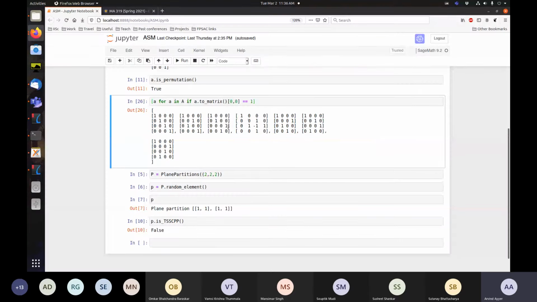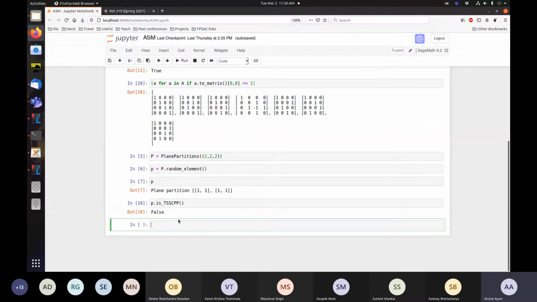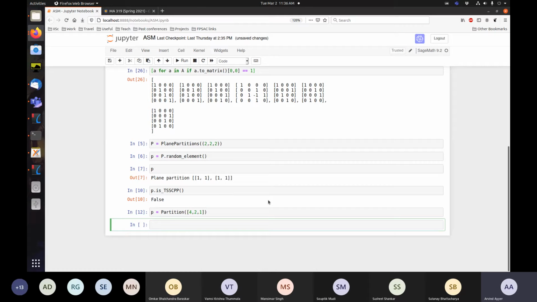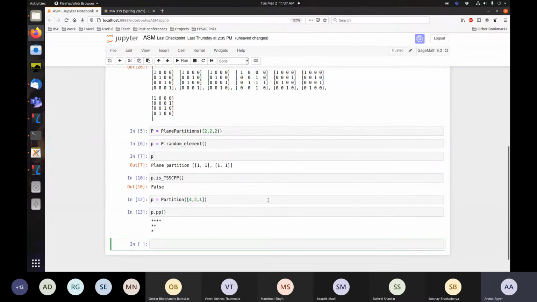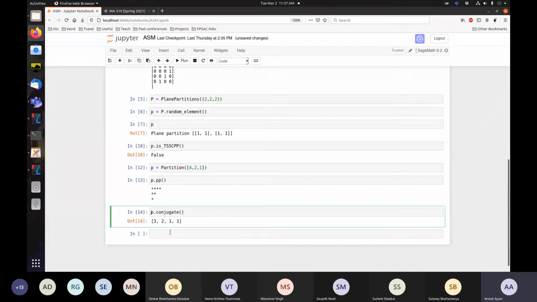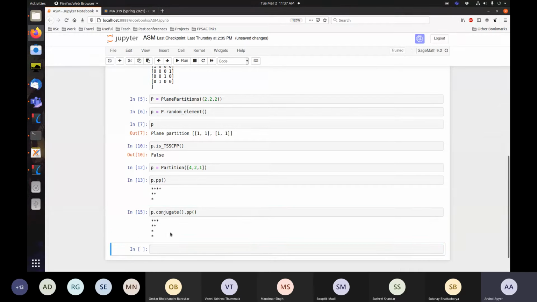Maybe I'll show it on Sage. So what I'll do is partition 4 2 1. There's one neat command that I did not show you, that's pp, which stands for pretty print. It's an ASCII print, so you can see that this prints 4 2 1. And now I can do p.conjugate, and that will give me 3 2 1 1 as promised, and I can pretty print that as well.